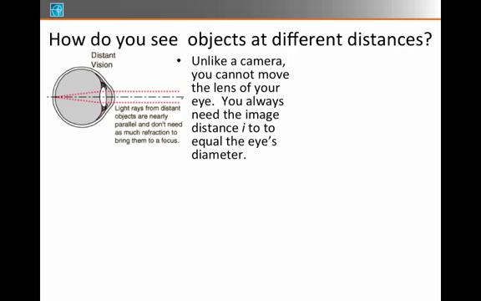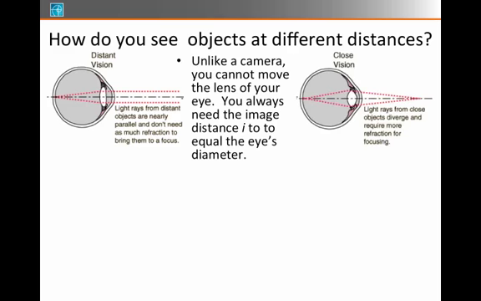Now we know that things that are very distant from us have light rays that are coming into our eye nearly parallel and don't need much refraction to bring them into focus. Objects which are close to us, however, the light rays from those things are diverging quite a bit and need quite a bit more refraction for focusing. That's again just thinking back to that 1 over p plus 1 over I equals 1 over f equation. When p gets smaller, then we need to have something happen in order to have I be the same thing, and that is that f has to get smaller.